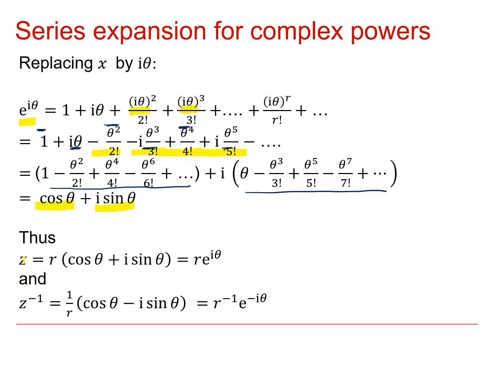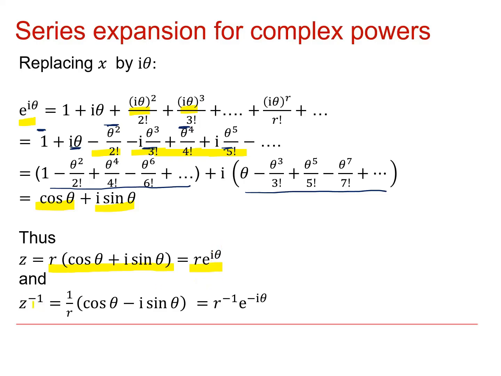So if we have a complex number z, whose modulus and argument we know, we can write it as r cos theta plus i sine theta. But from this series expansion up here, I now see that I can write this as r e to the i theta.